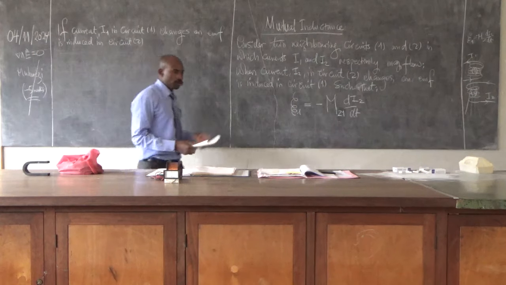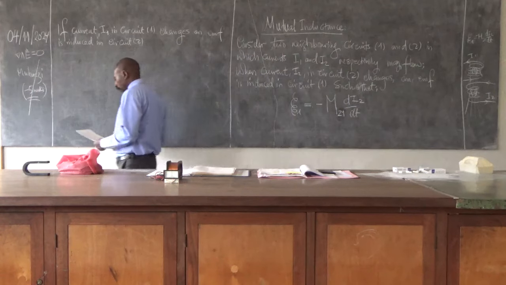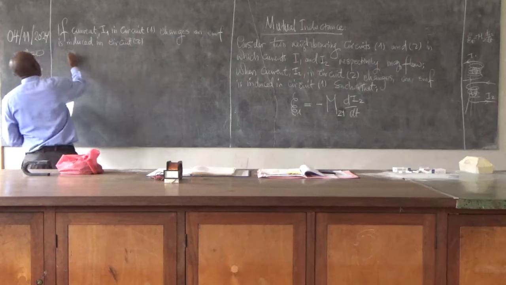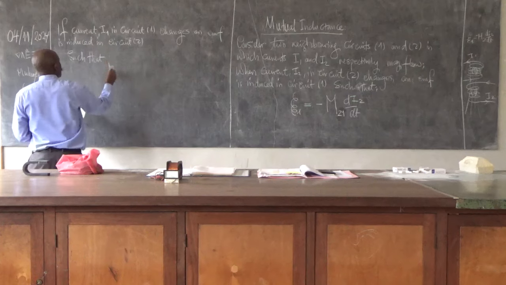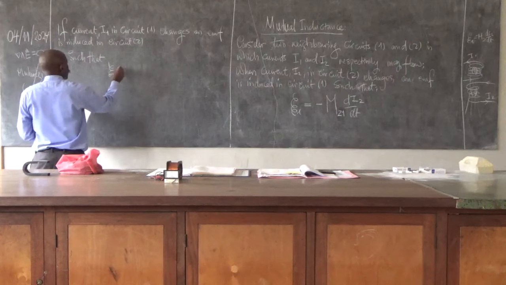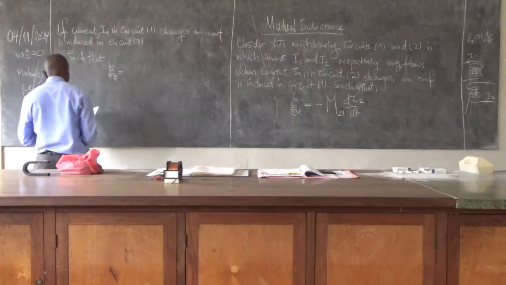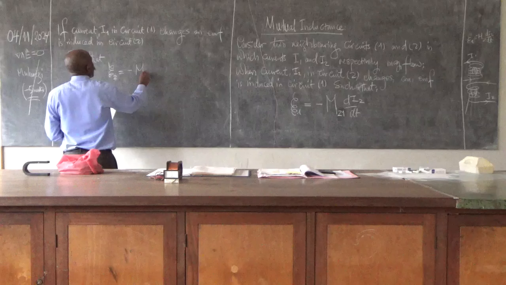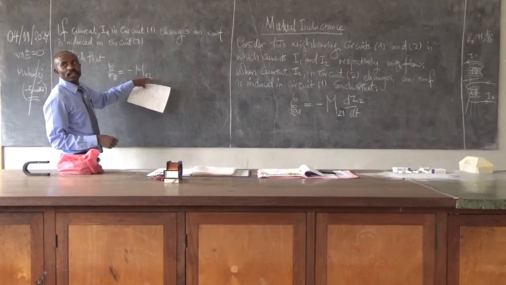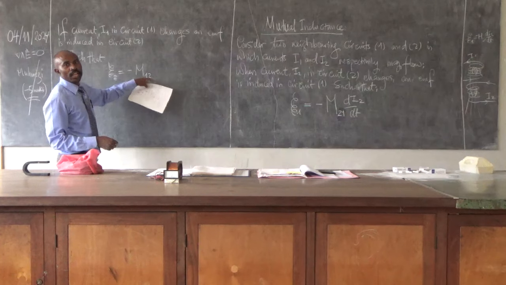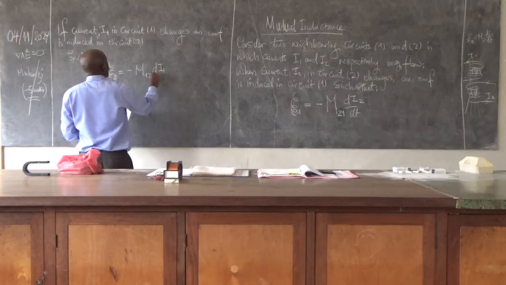And if it is induced in circuit 2, then we got that the E induced, sorry, this is now 2, is equal to minus M12. The coil 1 is the one which is affecting, whose field is threading 2, and this is due to the changing of current in 1.